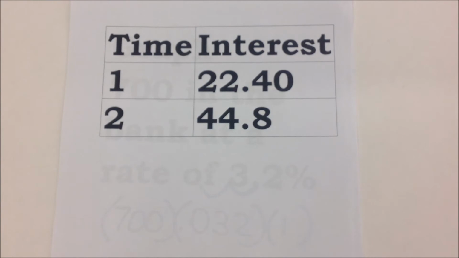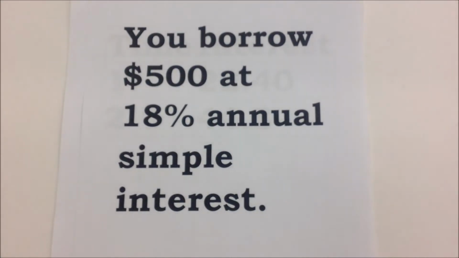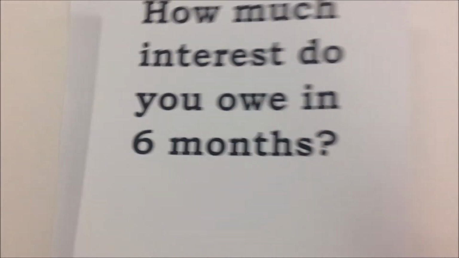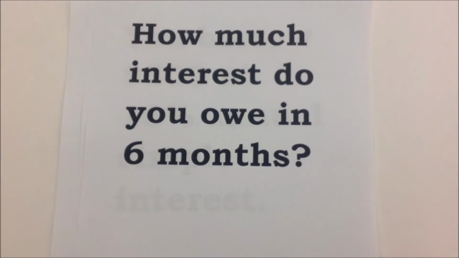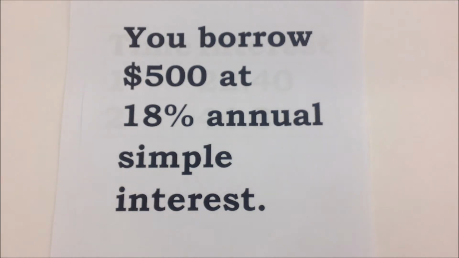Here's our last question. Let's say you borrow $500 at 18% annual simple interest. How much interest do you owe in 6 months? It's a little tricky. First, remember, it's annual simple interest. So let's find out how much you will owe in a year. If you know how much you're going to owe in a year, all you have to do is divide it by 2, and that's 6 months. See if you can do that problem.